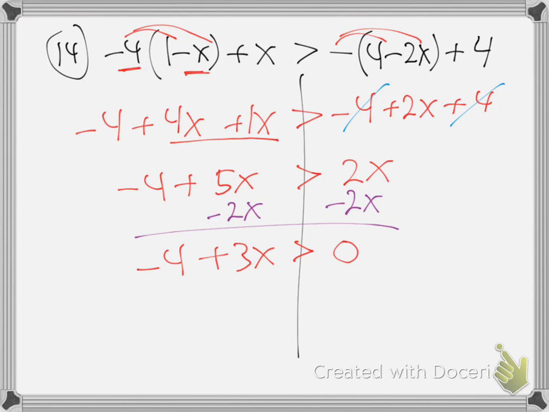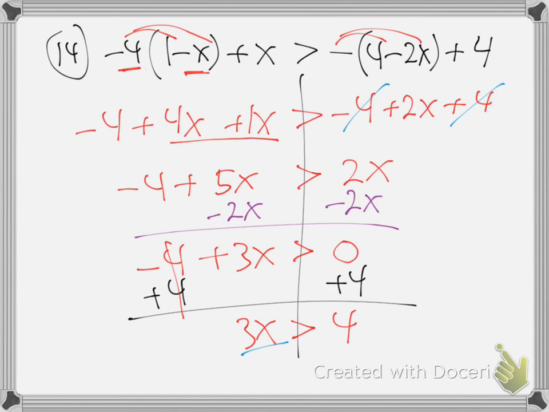So what do we do to get x alone? Add that 4, because we've got to get rid of whatever's with x. And what we do to one side, we've got to do to the other. These cancel. 3x greater than 4. And last step, always divide. X greater than 4/3.